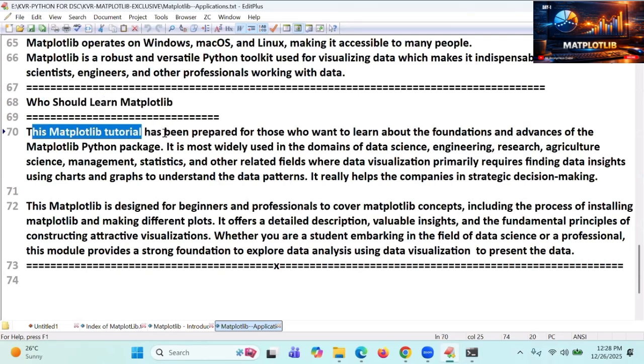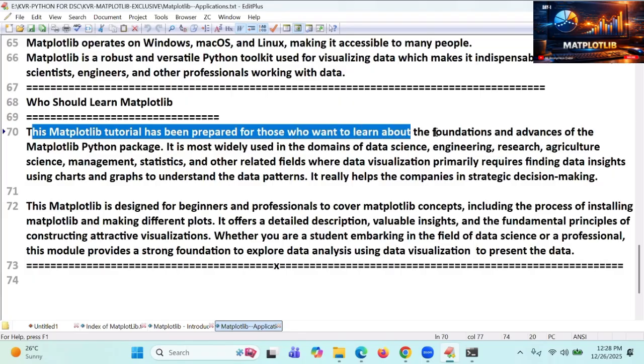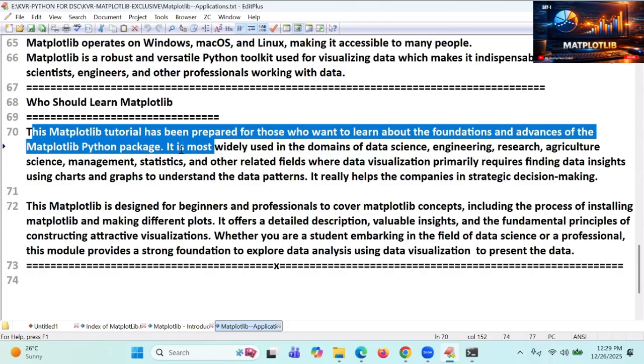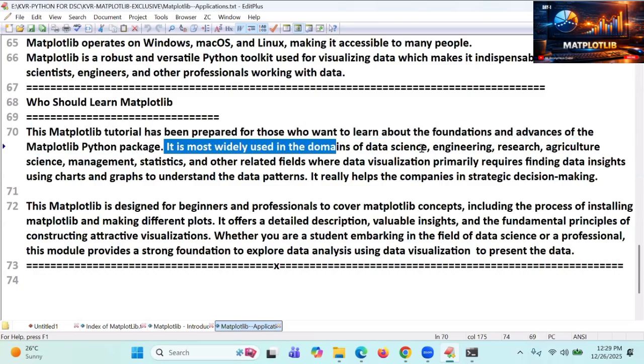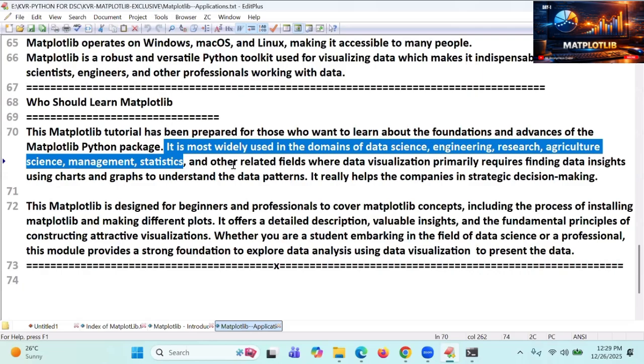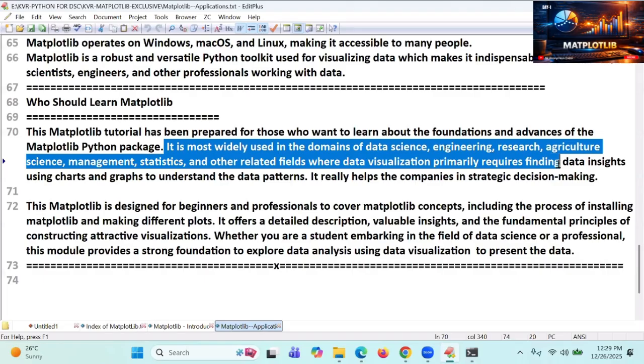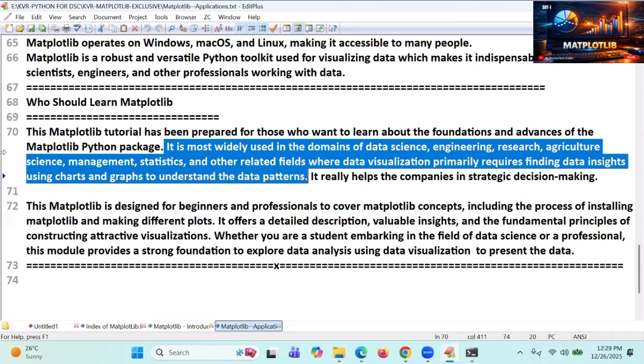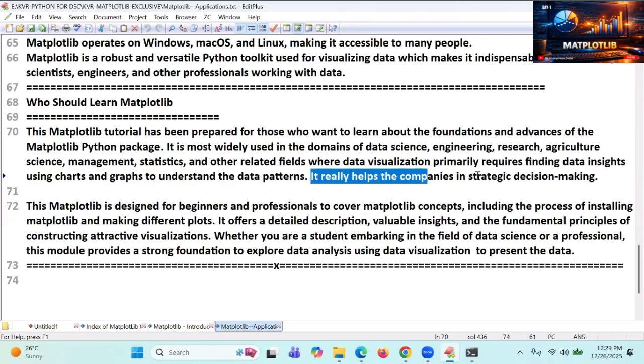This Matplotlib tutorial has been prepared for those who want to learn the foundations and advances of the Matplotlib Python package. It is mostly used in the domains of data science, engineering, research, agricultural science, management, statistics, and other related fields where data visualization is primarily required to find data insights for your problem, using charts and graphs to understand data patterns. It really helps companies with strategic decision making. Companies use visualization to take decisions most powerfully.